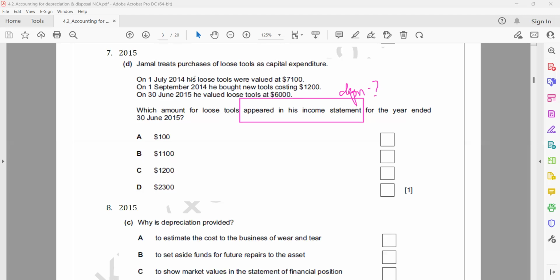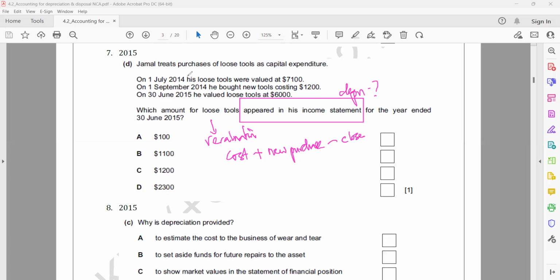What is a formula for the revaluation method? What is the depreciation for loose tool revaluation? Cost minus residual value divided by cost plus new purchase minus closing.